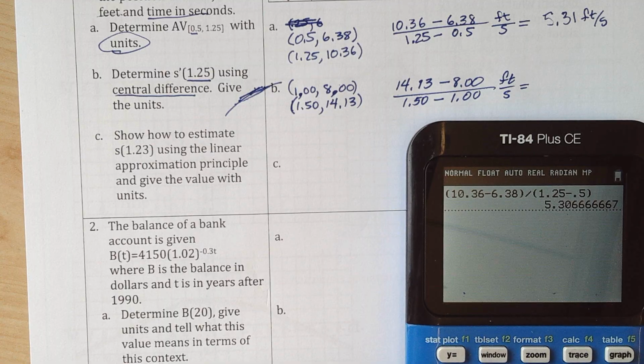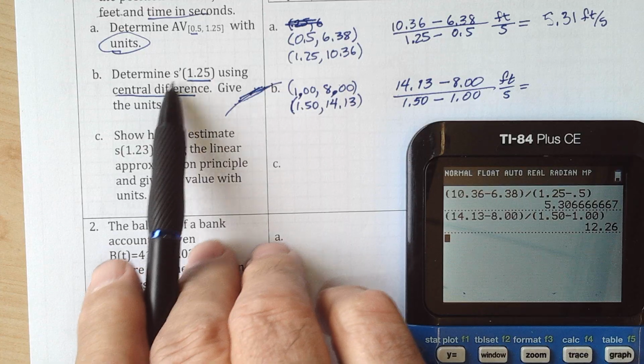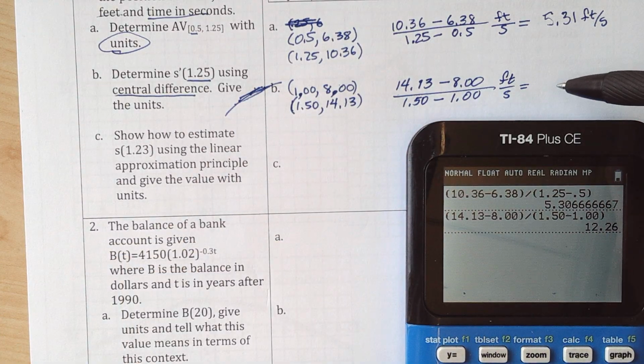So I've got to do parenthesis 14.13 minus 8.00 divided by open parenthesis 1.50 minus 1.00. And I get the central difference prediction for the slope at 1.25 is 12.26 feet per second.